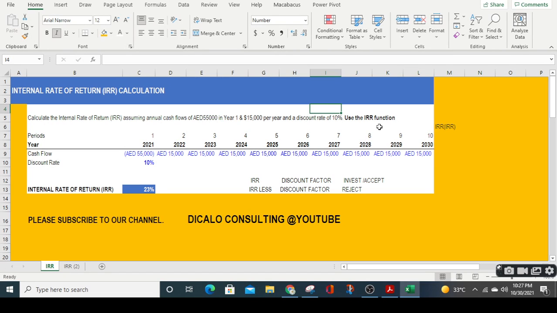In this session we're going to continue with capital budgeting. In our last session we learned how to evaluate the project using the net present value. In this session, I'm going to teach you how to use the internal rate of return function, which has been incorporated within Excel, in order to compute it within a matter of seconds.